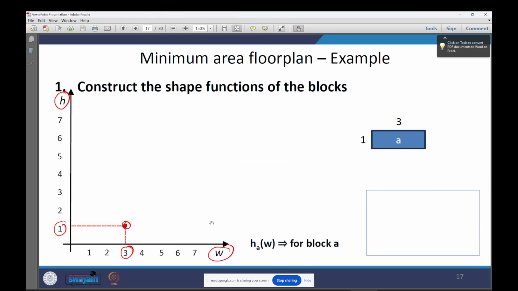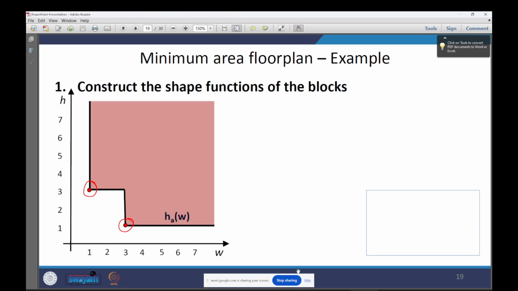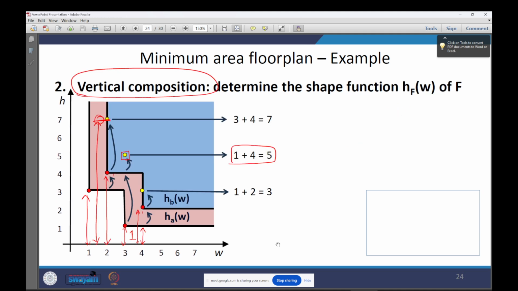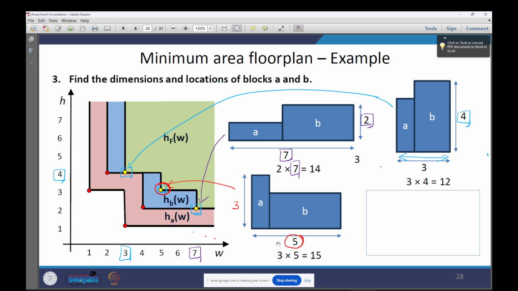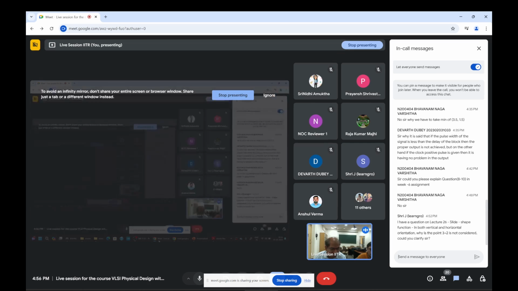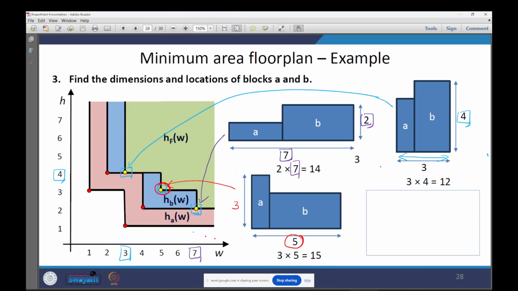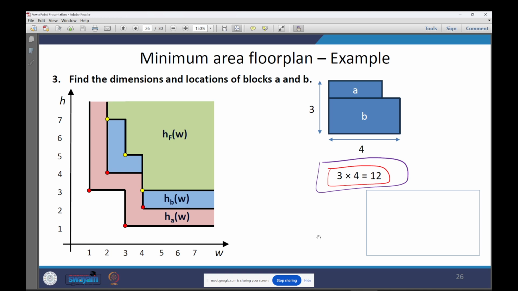Which slide? 27. 27, sir. This one. Correct. What is the problem? I have to read that. 3 plus 2 is not considered. You need to check the background a little bit. What is the block size? 3, 4.